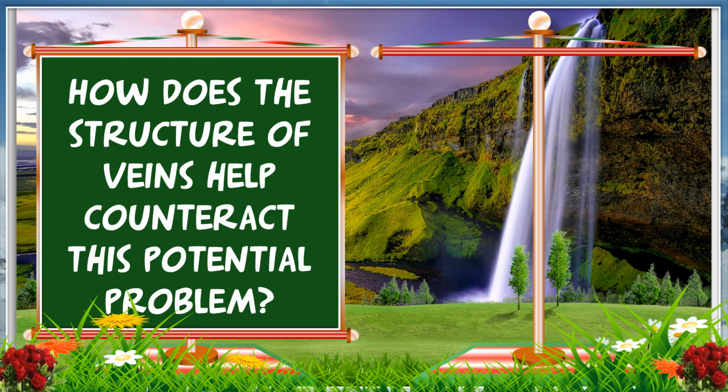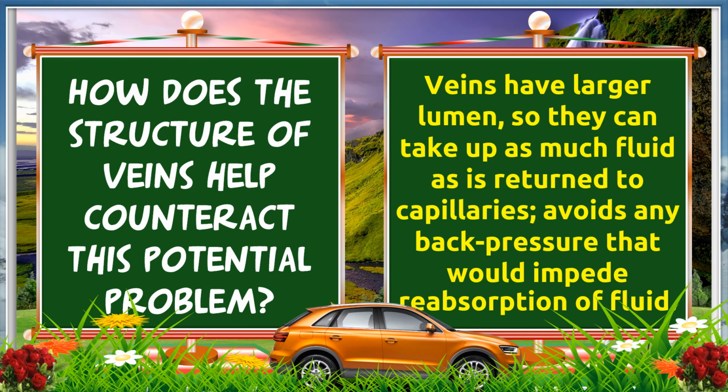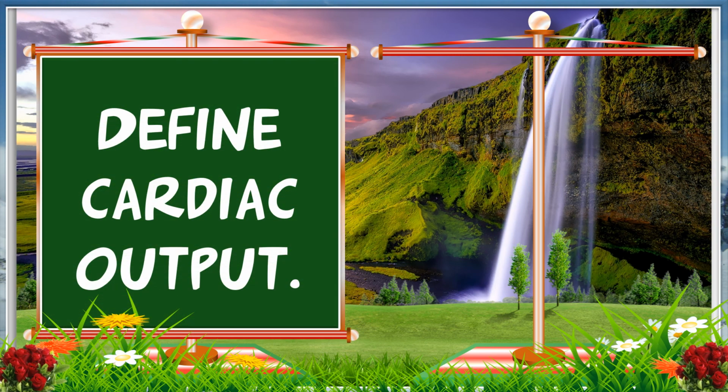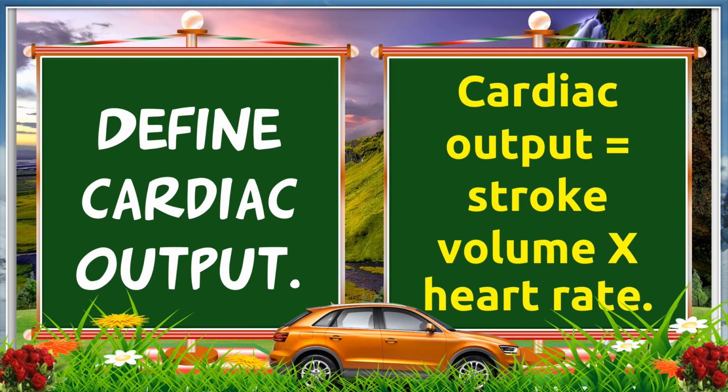How does the structure of veins help counteract this potential problem? Veins have larger lumen, so they can take up as much fluid as is returned to capillaries, avoids any back pressure that would impede reabsorption of fluids. Define cardiac output. Cardiac output equals stroke volume multiplied by the heart rate.